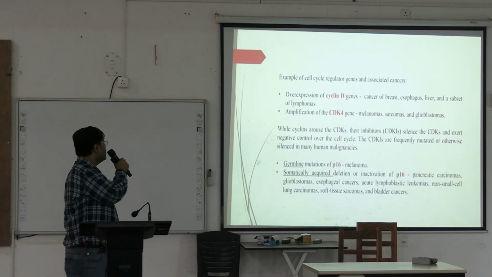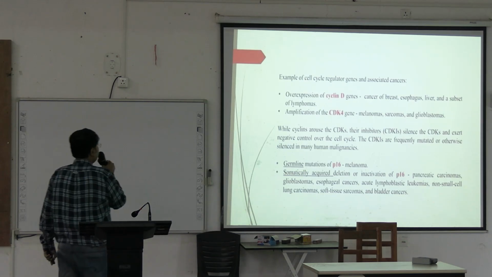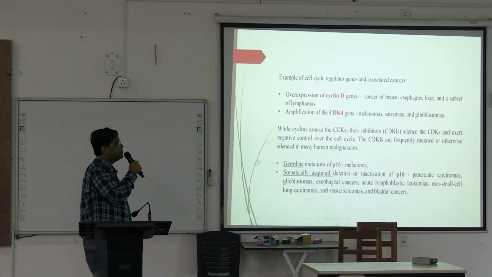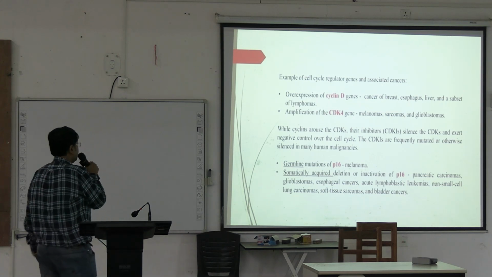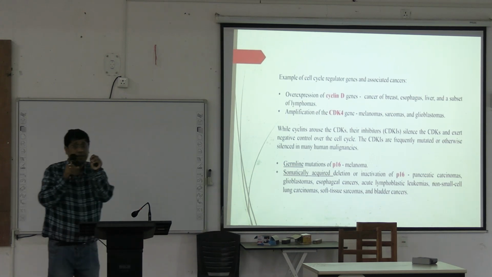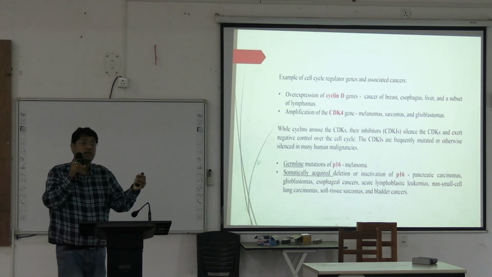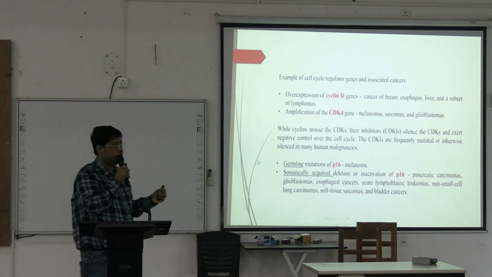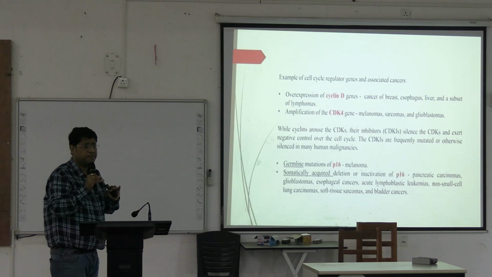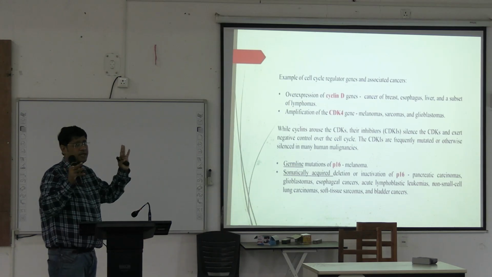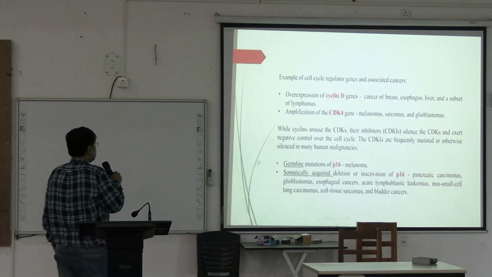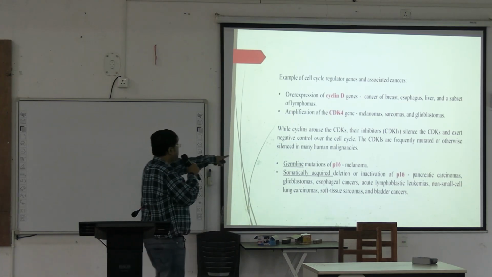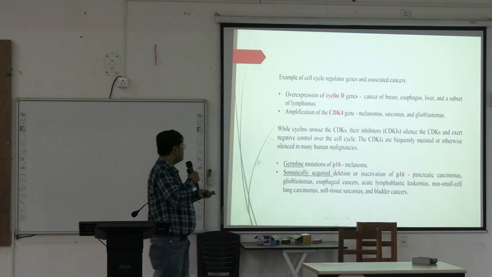Overexpression of cyclin D and amplification of CDK4 gene leading to melanoma, sarcoma, glioblastoma. ये पूरा रट्टा मानना ही होगा, এটা কেন কিছু করার নেই. You have to understand the basic mechanisms and remember the cancers associated. Just basic, in a simple way that I am saying. Not very complicated or not very detailed, but the basic you must be clear about that. Okay. Germline mutations in P16 leading to melanoma.